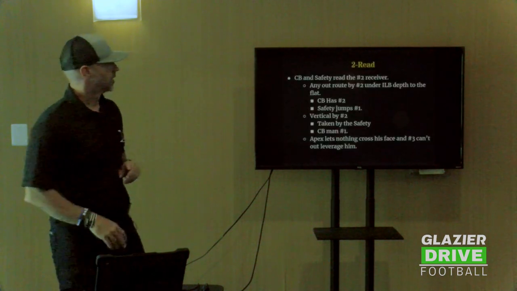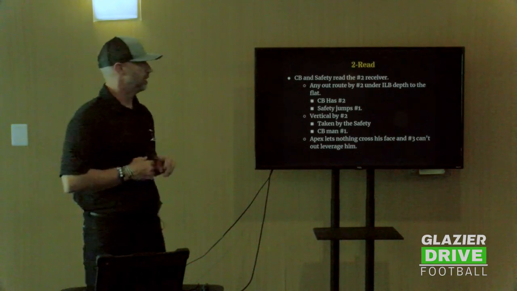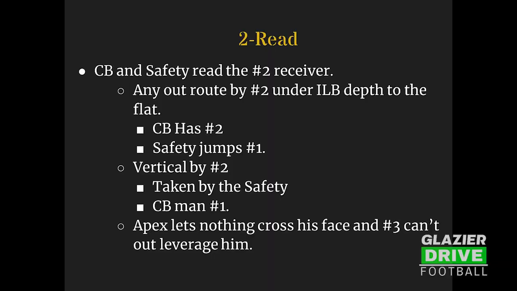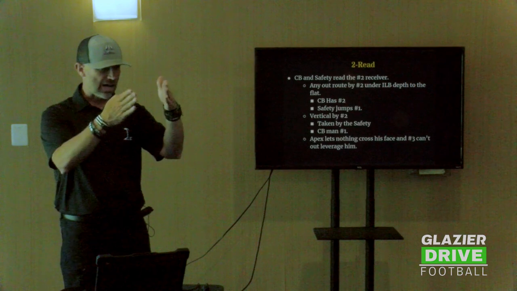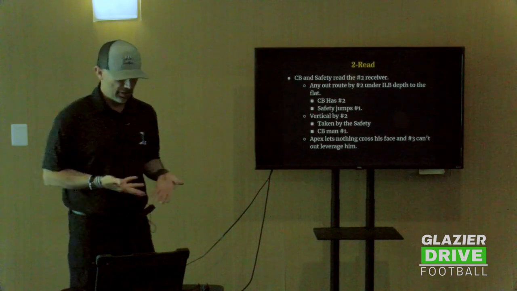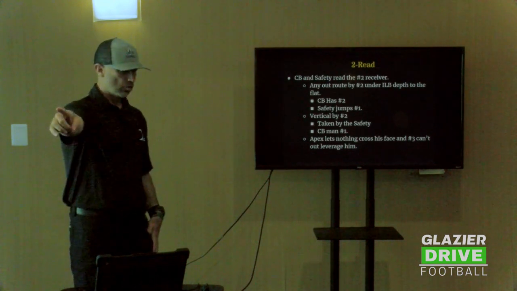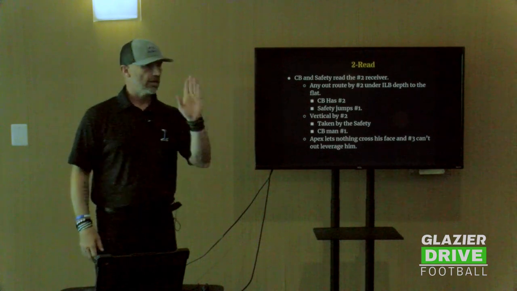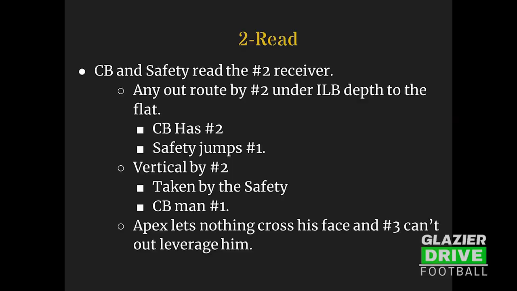What are our coverages? Our first coverage is two read. The cornerback and the safety will read number two. On any route by number two under inside linebacker depth to the flat, the cornerback will take number two and the safety jumps number one. Vertical by number two is taken by the safety, and the cornerback has number one. Both eyes are on number two, and they're reading him. The cornerback will be angled in towards number two with one eye on number one, reading number two. A vertical by number two, again, is taken by the safety, and the cornerback has number one.